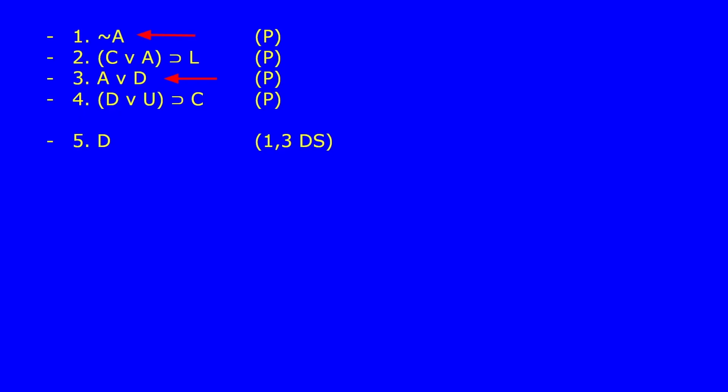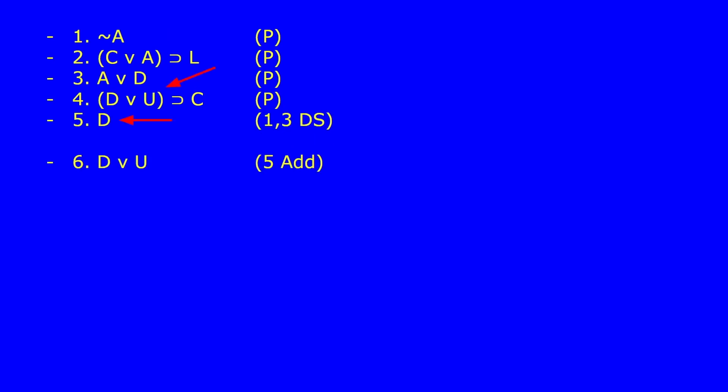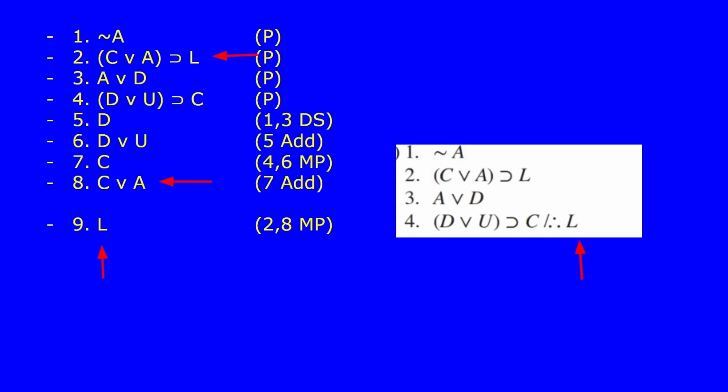The key to the next step involves looking at line 4. We've just inferred D, and we need to get D wedge U so that we can get C. We use addition to get D wedge U, which can be used in line 4. We use modus ponens on line 2 and line 8 to get the conclusion L, which means we're done. We've solved this proof and we've proved it valid.